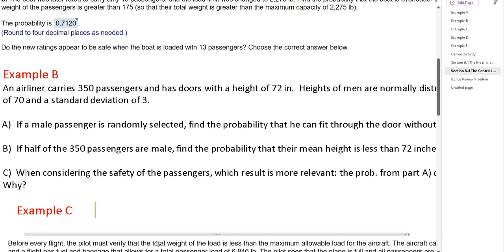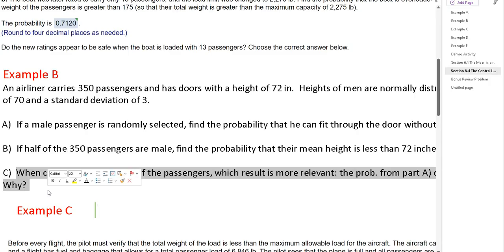Let's back up for a second. Something I don't think I finished off in example B. So let's take our minds back here for just a second. We found the probability that a randomly selected passenger can fit through the door. And then we found the probability that the average height of 175 passengers, basically half of this crowd being assumed male, can fit through that door. Which one of these is more relevant when you're designing the height of that door as maybe Boeing would? Which probability is more relevant for the safety of the passengers, A or B?